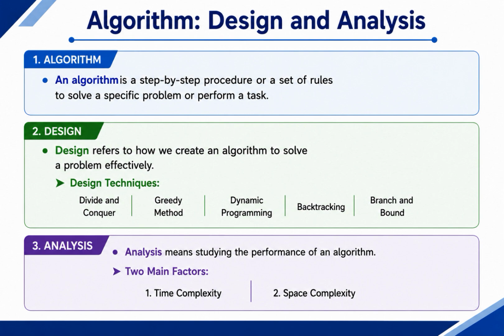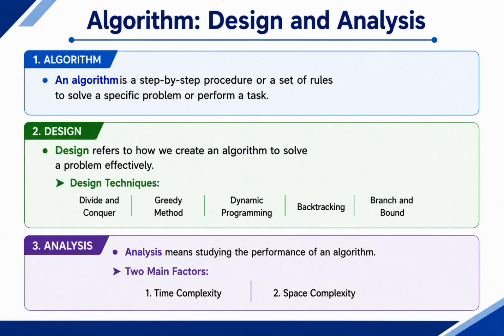Divide and conquer. Break a large problem into smaller problems, solve each one, and combine the results. Greedy method. At every step, choose the best immediate option, hoping it leads to the optimal solution. Dynamic programming. Solve overlapping subproblems once and store the results to avoid repeated calculations. Backtracking. Explore all possible solutions and backtrack whenever a solution path fails. Branch and bound. Mainly used for optimization problems by eliminating branches that cannot produce better results. Each technique is suitable for different types of problems.